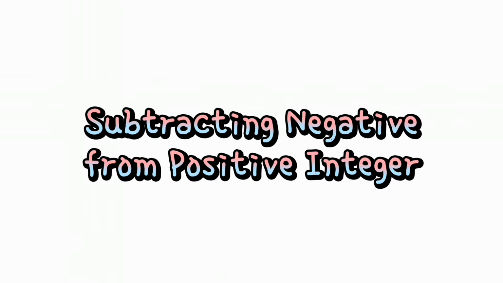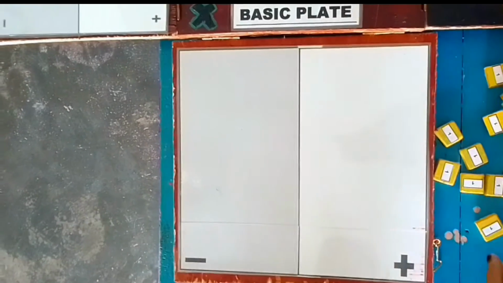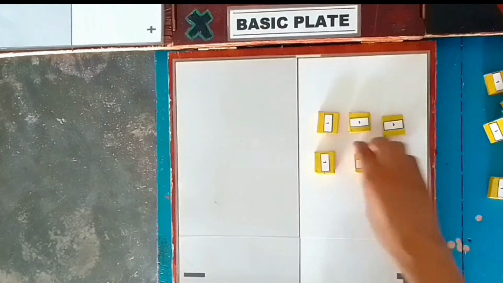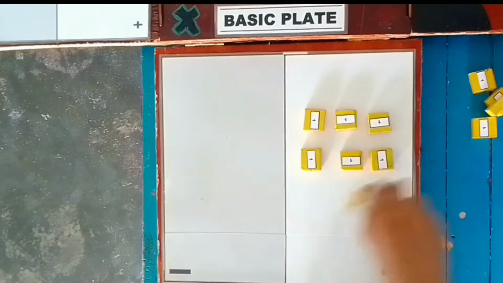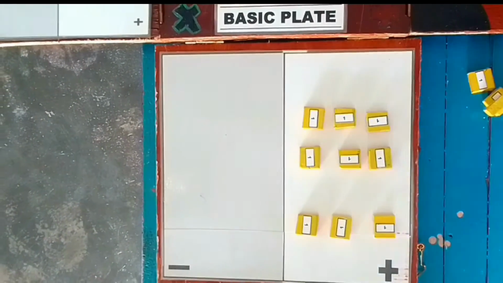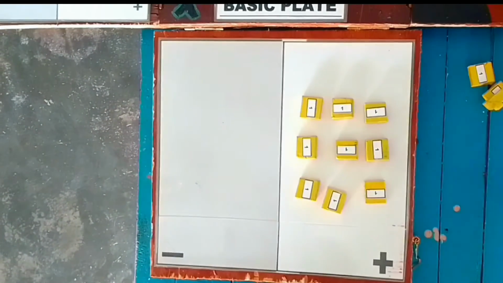Next is subtracting negative from positive integers. We place 6 tiles and 3 tiles both on the right side. So we place first 6 tiles and then we place 3 tiles both on the right side of the basic math plate. And as you can see, we will just count and the difference is positive 9.